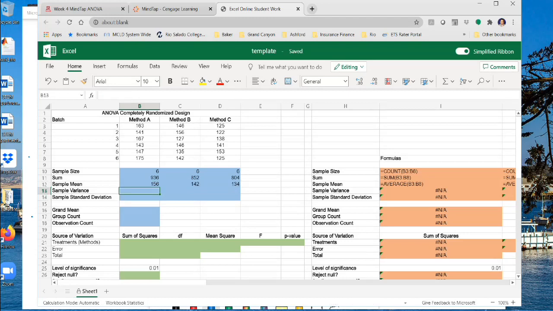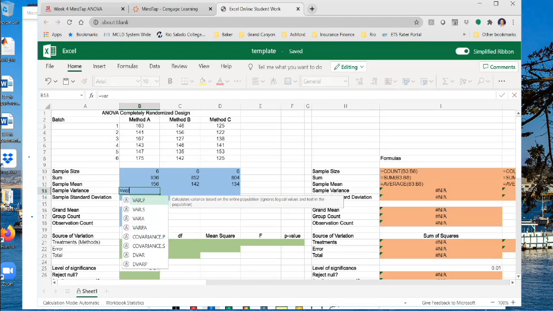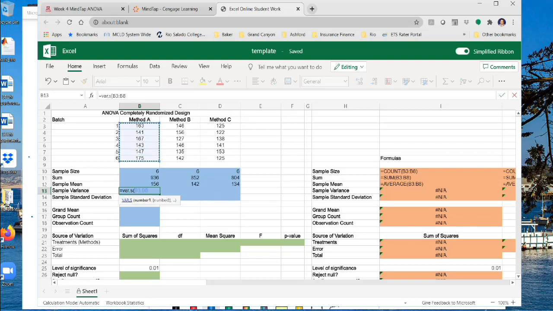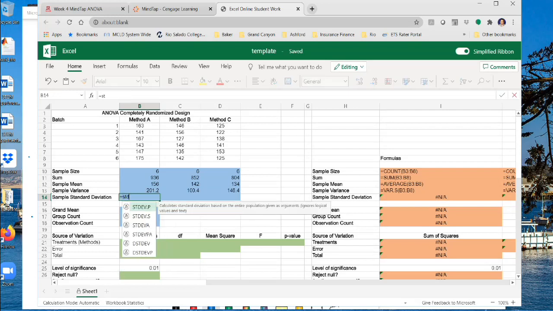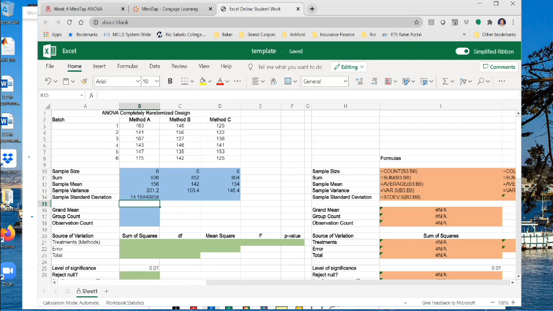Next, they want the sample variance. So equals var.s for the sample variance, and I'll click and drag, and then drag it over. And finally, the sample standard deviation, so equals stdev.s, and click and drag and close parentheses. All right, and then drag it over. I'm not going to really worry about how many decimal places I'm displaying right now.